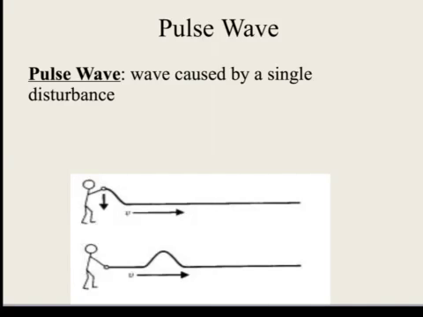The first type of mechanical wave we'll talk about is a pulse wave. So you can see our little stick figure here is causing this pulse wave, and that's really a wave caused by a single disturbance. So he's going to move the rope down, and that's going to cause that pulse to go through the medium, the rope in this case.